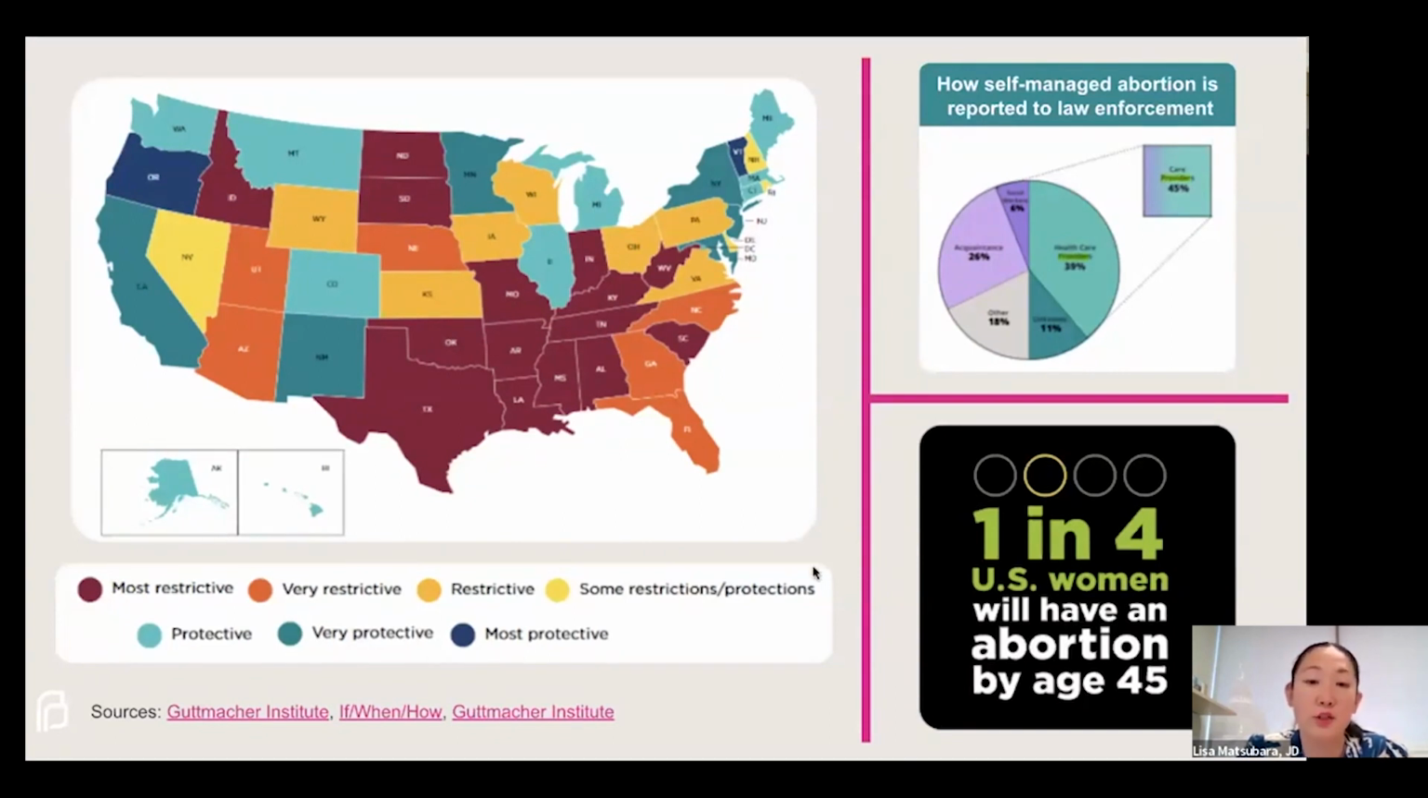So I also wanted to just put into perspective here that even before the fall of Roe, folks that were criminalized for pregnancy outcomes or self-managed abortions, the data shows that many of them were reported to law enforcement by their healthcare providers. And then I also just wanted to point out the box in the corner here, which is that abortion is actually extremely common. A recent data poll from Guttmacher has shown that 1 in 4 US women will have an abortion by the age of 45. So next slide, please.